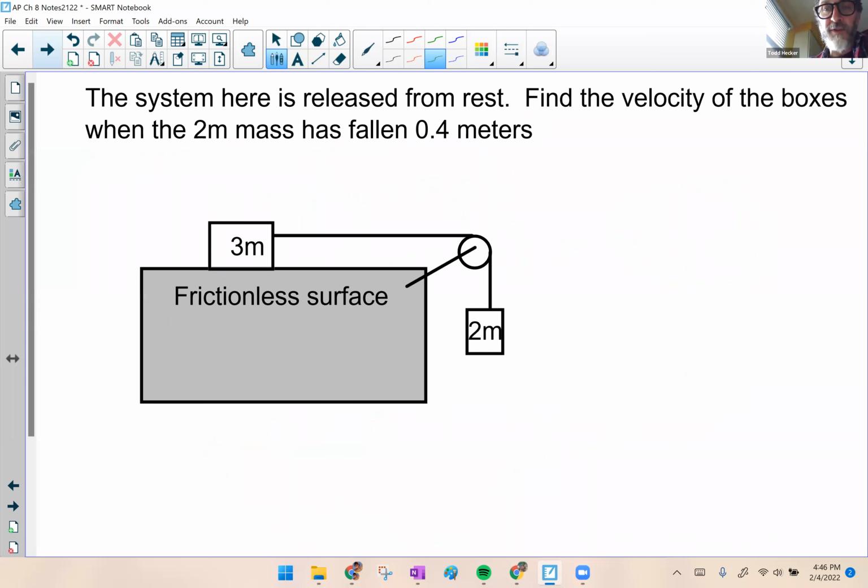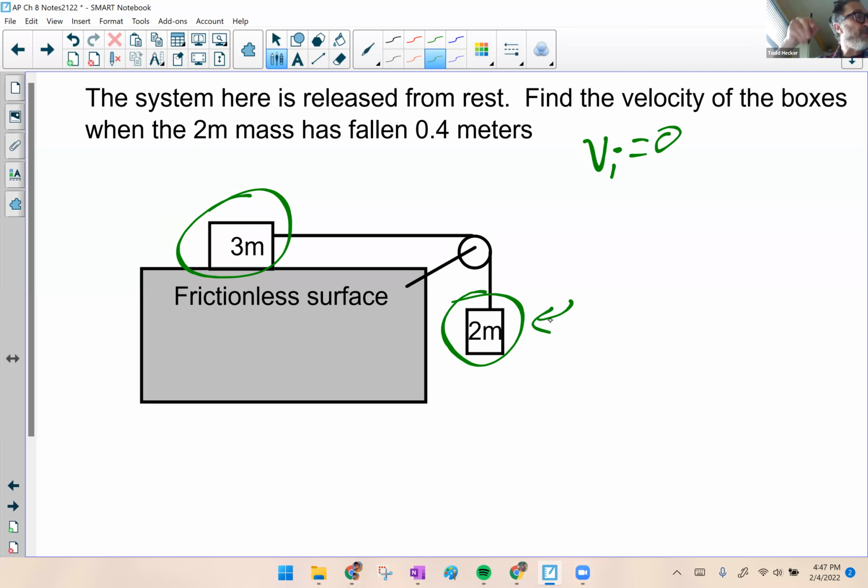Here we've got this system: a frictionless surface with a block of mass 3m on it, and a rope with a pulley, and a block of 2m dangling from it. It's released from rest, so our initial velocity is 0, and the question wants to know the velocity of the boxes. They're tied together, so they move together, when the 2m block has moved down 0.4 meters.